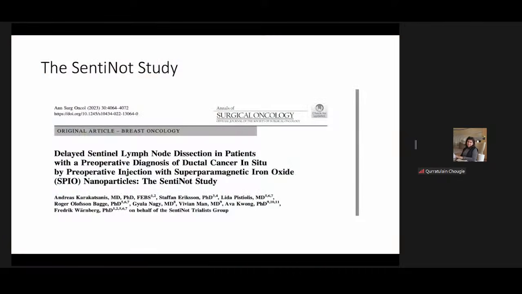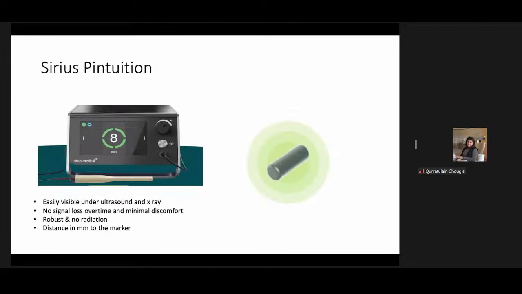This was the Sentinode study. As I said, we can use it for delayed sentinel lymph node biopsy in patients with DCIS, avoiding unnecessary SLNB in the first session. And this concluded that marking the SLN with SPIO may avoid overtreatment and allow for accurate delayed sentinel lymph node dissection in patients with DCIS. But in this study, they had used radiocolloid and the blue dye, and they compared it and found that the results were comparable.